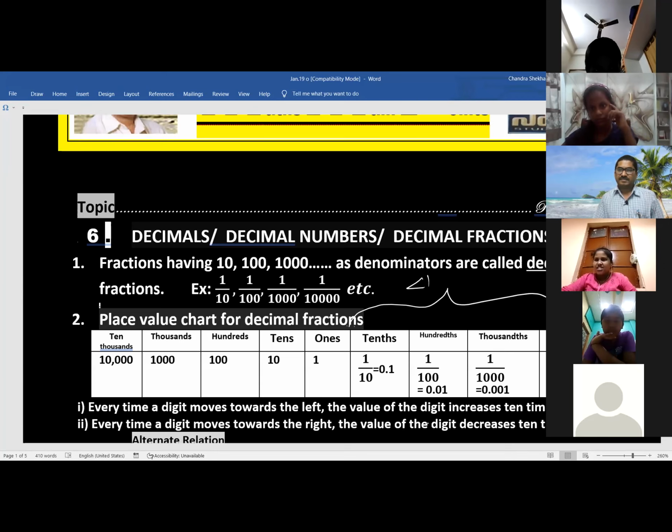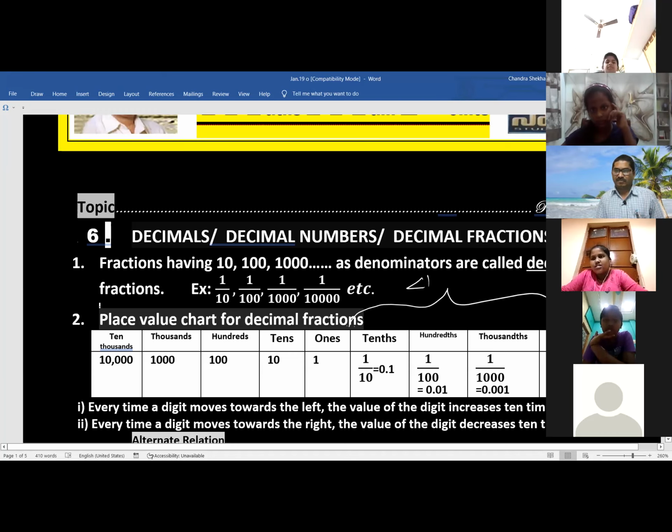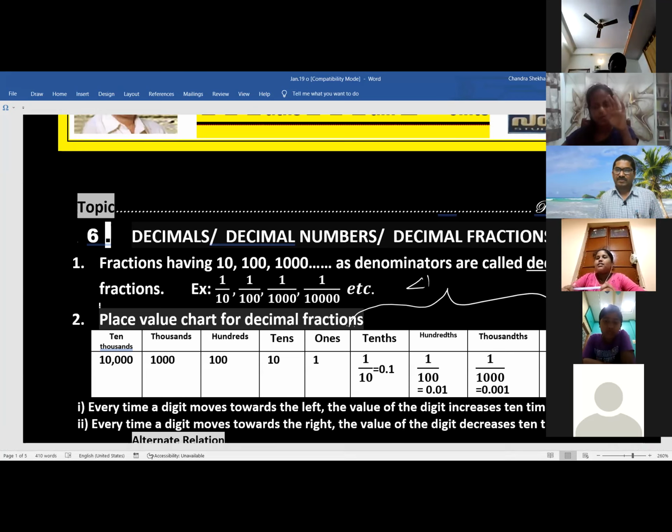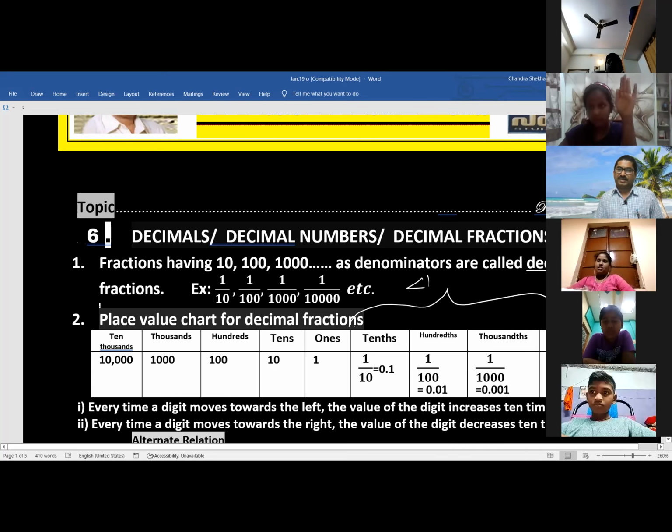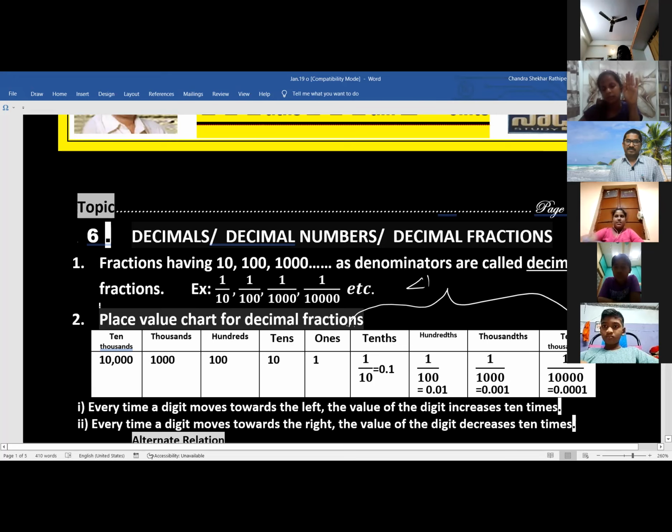1, sir. Which part is larger? This full fruit or this part? That's why 1 is greater than 1 by 10. Think like this: 1 by 100, 1 by 1000, 1 by 10,000. Clear? Okay. Yes, sir.